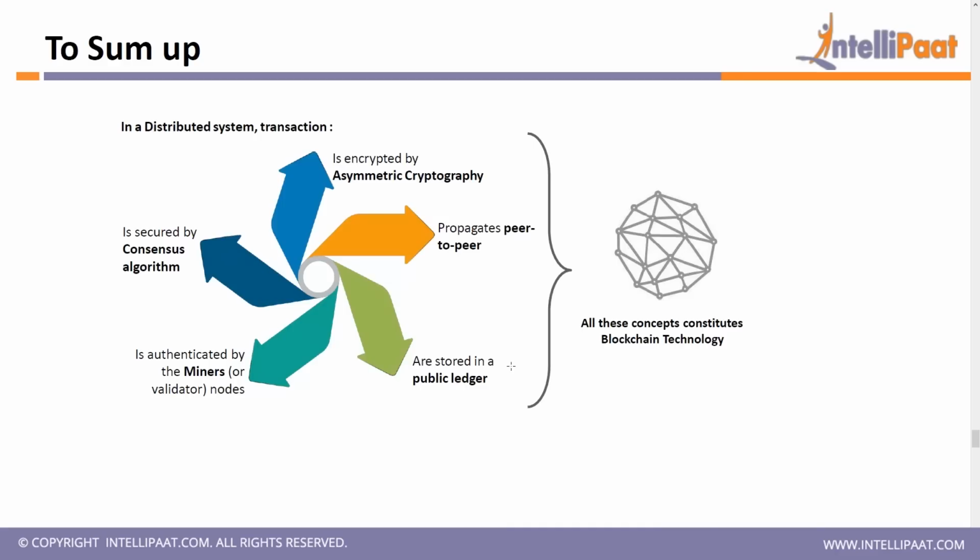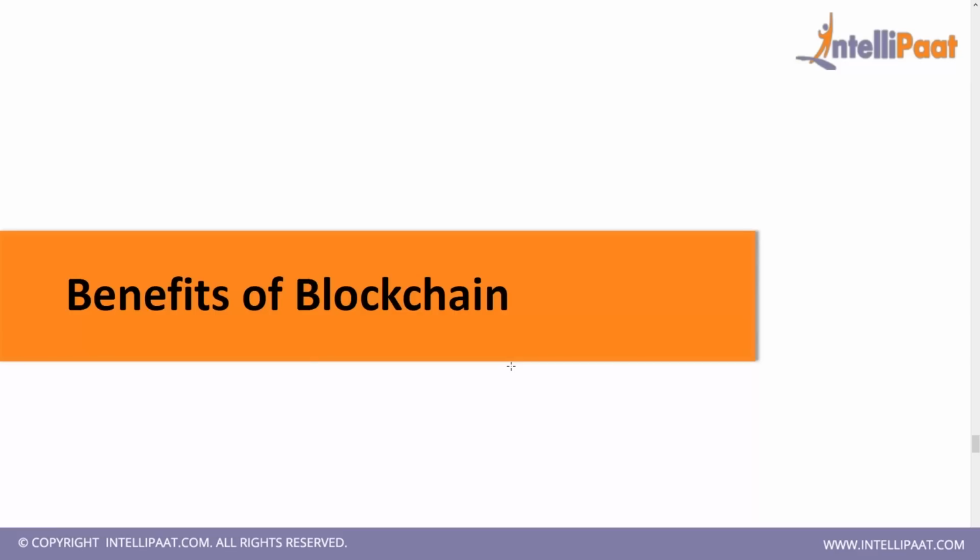We already discussed the six pillars of blockchain that constitute blockchain technology: asymmetric cryptography, peer-to-peer propagation, consensus algorithm, miners' authentication and validation, and public ledger, distributed ledger, you must say. Now, what are the benefits of blockchain?